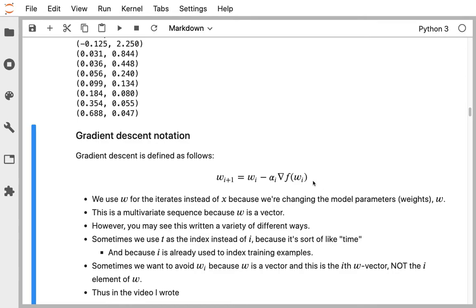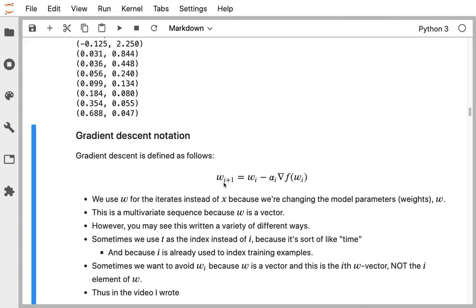So now we're just going to use w for the variables that are iterating instead of x, because we've been using w for the weights in this course. And w is a vector because you could have a bunch of parameters. It's not so interesting if you only have one in your machine learning model. So that's why we just talked about sequences with vector valued states. And then another thing is that you may see this equation written in a bunch of different ways. So sometimes people like to use t as the index instead of i. That's sort of like time. And also because we often already use i to index into training examples, and it's just too confusing if we use i for different things.